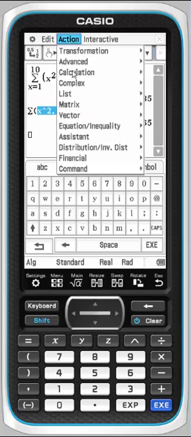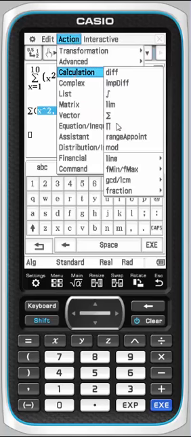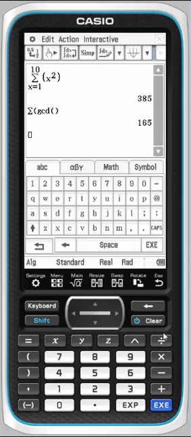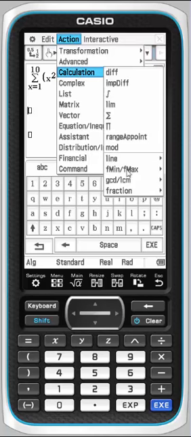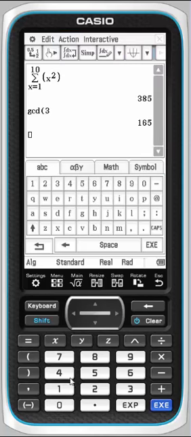Also, in the calculation menu, worth pointing out, we have modular arithmetic, which is remainder math, or what you might call clock math. We have functional maxes and mins, GCD and LCM. These are pretty straightforward. Oops, I should clear that. If I wanted to, for instance, calculate a GCD of 34, 12, and there you go.